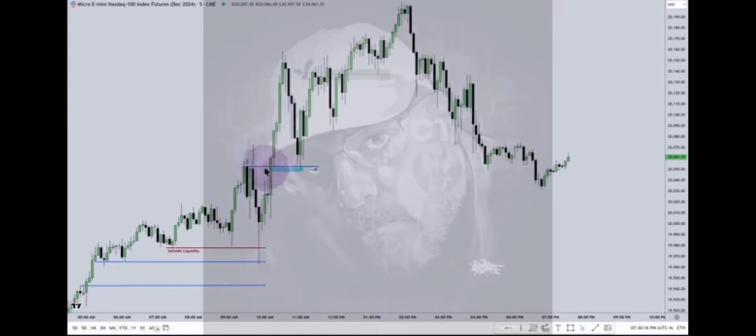Then we have this small little buy side imbalance, sell side inefficiency fair value gap. After rallying higher, it drops down into that. And later on, you can see that it did in fact go higher. But again, that's outside of your model. Your model is to be completed by no later than 11:30 in the morning Eastern time.